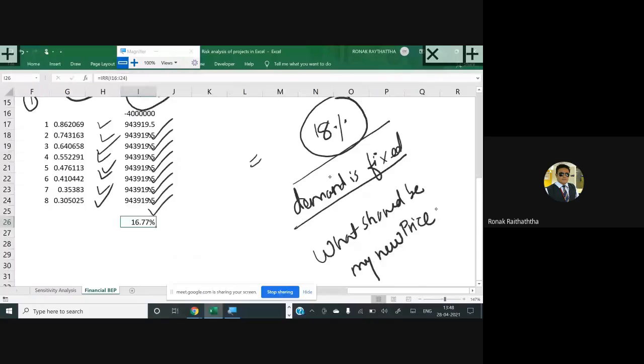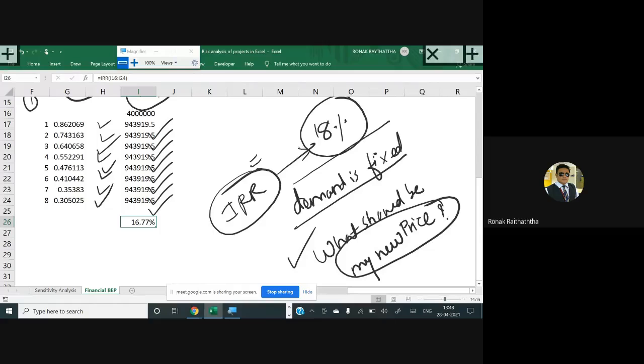Everyone, please calculate and let me know what new price you are getting at which you will get the IRR of 18 percent. And if you get the answer, let me know by unmuting yourself or by putting the answer in the chat box.